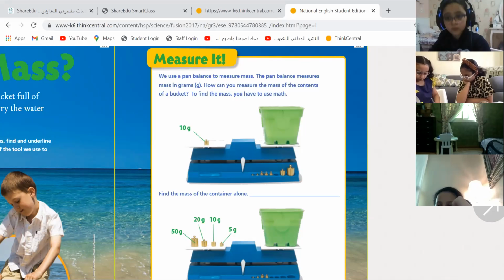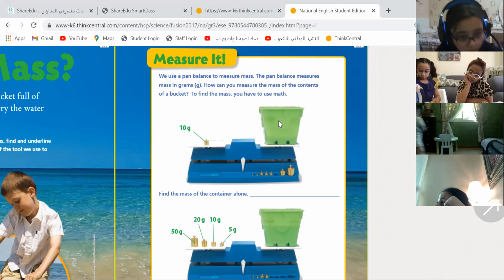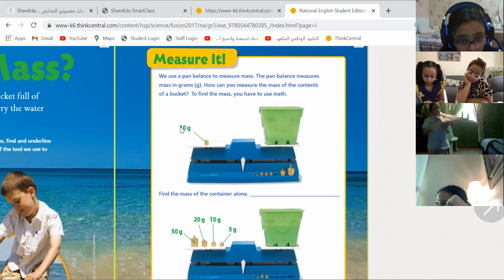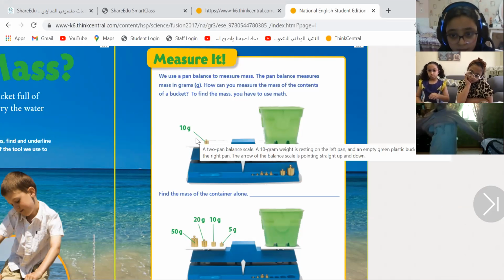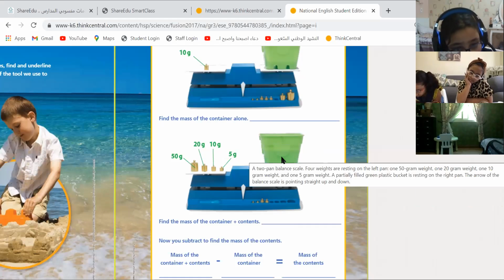Others, wake up, please. So the bucket alone, how much does it weigh? What is the mass of this bucket alone? It has 10 grams. Excellent, 10 grams. What about when you fill the bucket with something, maybe water or sand? How much?